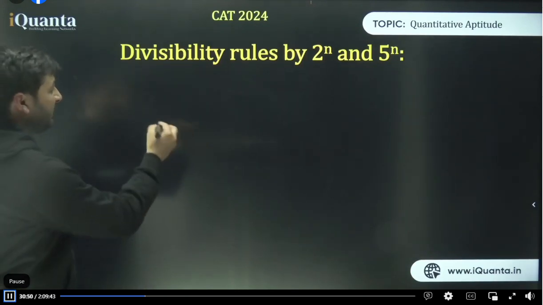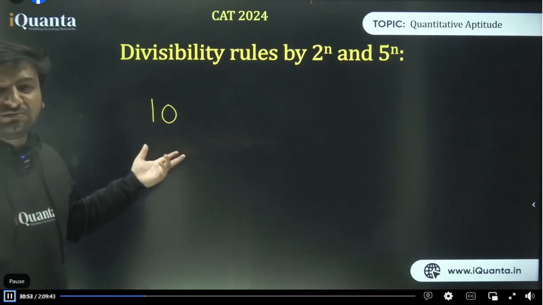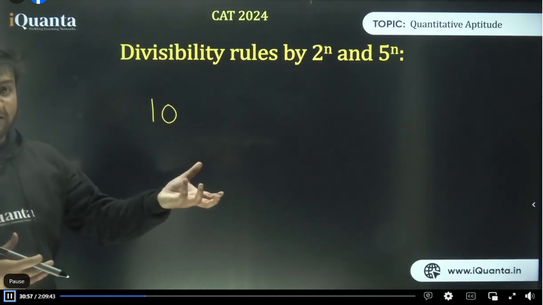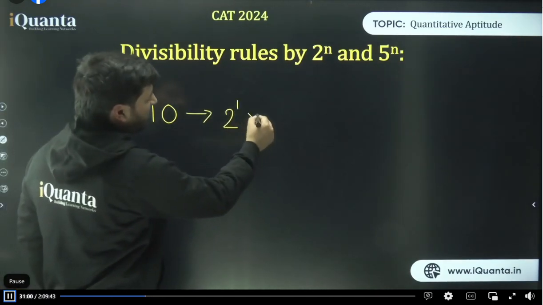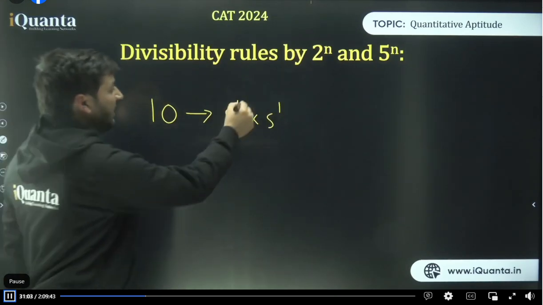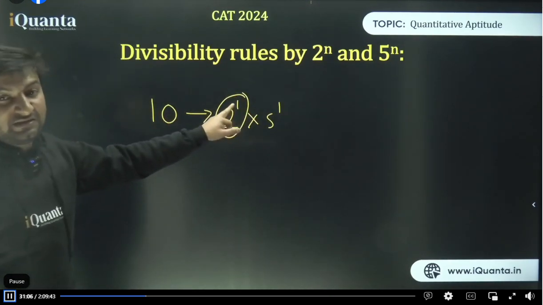You can also relate it with 10. So 10, when you divide something by 10, what does it give you? It gives you the last digit, right? The unit digit. And 10 can be written as 2 to the power 1 into 5 to the power 1, right? So whenever you have to check divisibility by 2, you will check the last digit. That means the power, which is 1.